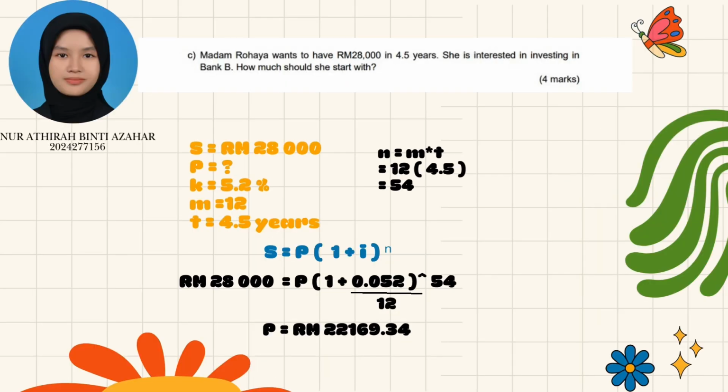Okay, so let's move on to question C. Madam Rohaya wants to have RM 28,000 in 4.5 years. She is interested in investing in Bank B. How much should she start with? In this case, we are going to use the formula S equals P(1 + i) to the power of n. Now that we have the value of S, as well as i and n given, we just need to find P. You need to insert all values in the formula and you will get the answer. The answer for this question is RM 22,169.34.